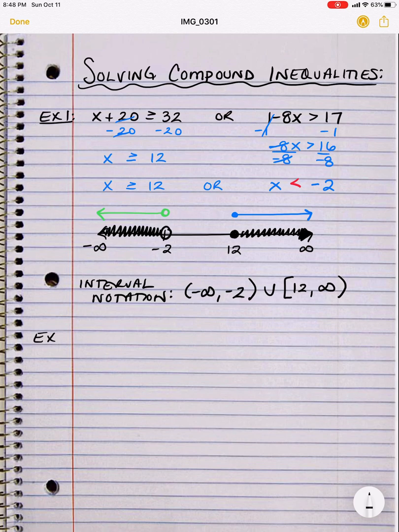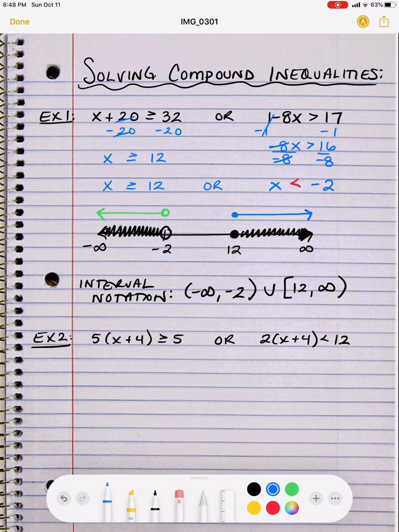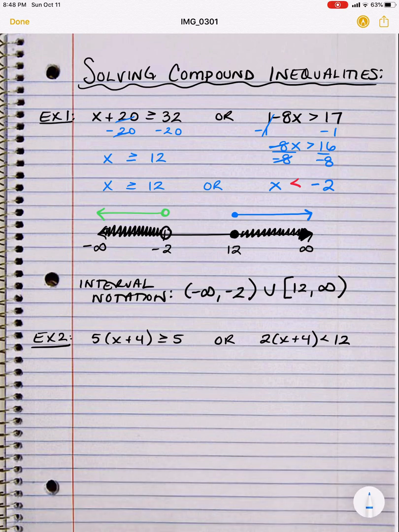Okay, let's take a look at our second example. 5 times x plus 4 is greater than or equal to 5, or 2 times x plus 4 is less than 12. Okay, so again, we go into this and we just solve each inequality individually. So I'm going to start by distributing. 5x plus 5 times 4 is greater than or equal to 5.